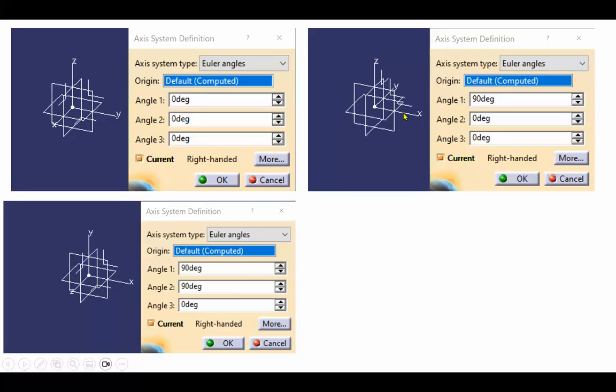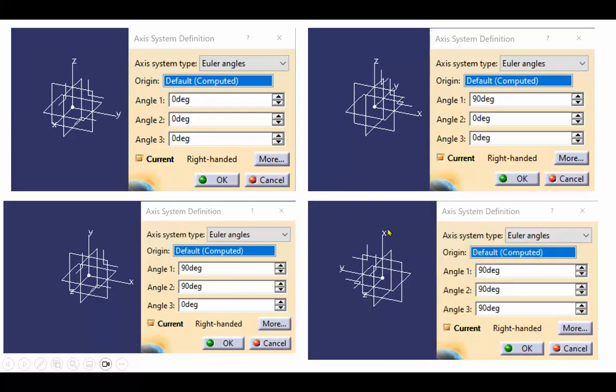So suppose I go and put a 90 for angle 3. So what does that do? It takes the new z-axis that was created, which was right here, the new z-axis right there. It rotates that by 90 degrees, plus 90 degrees. So what it does is that X will go up and Y goes to the left. And there we are. X goes up, Y goes to the left.